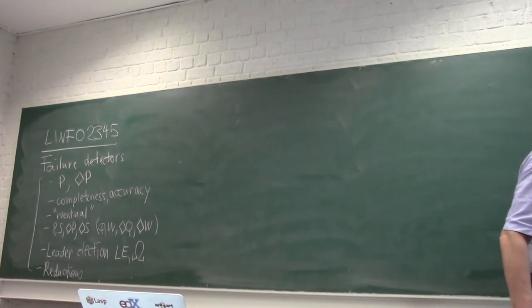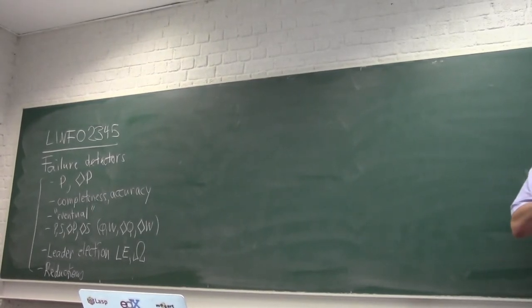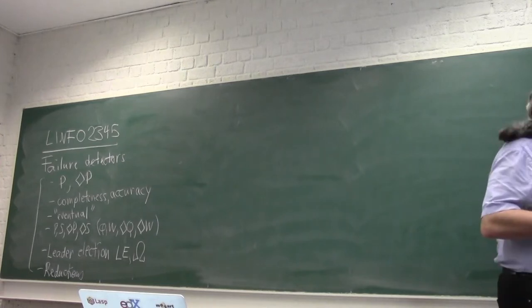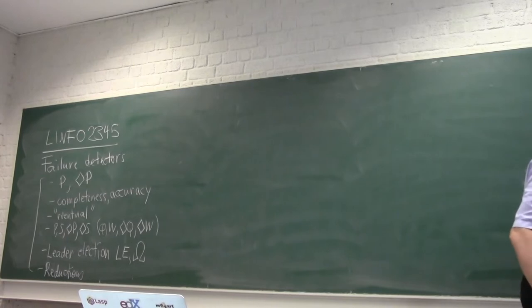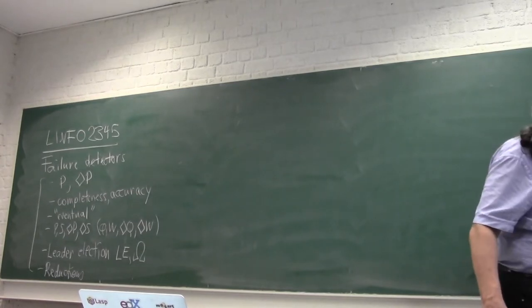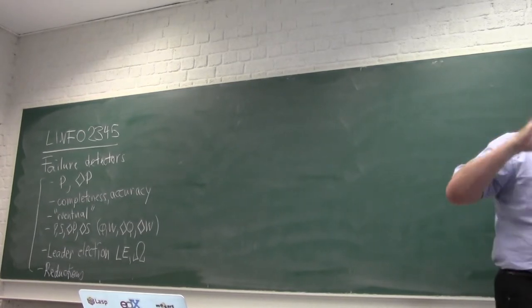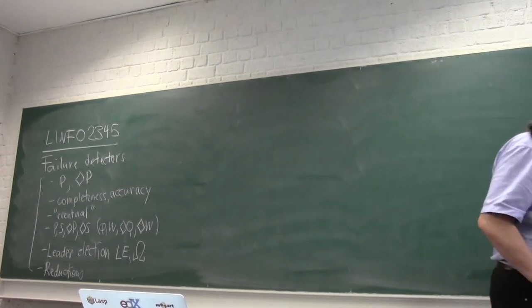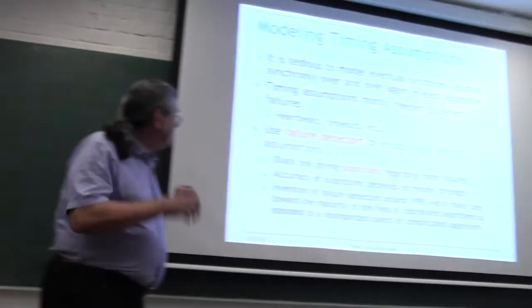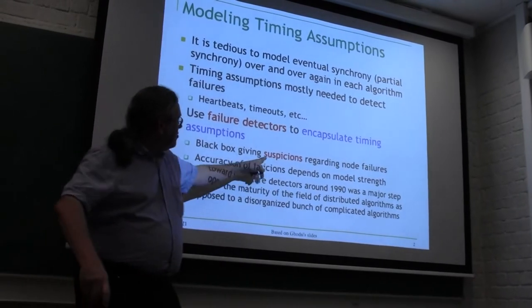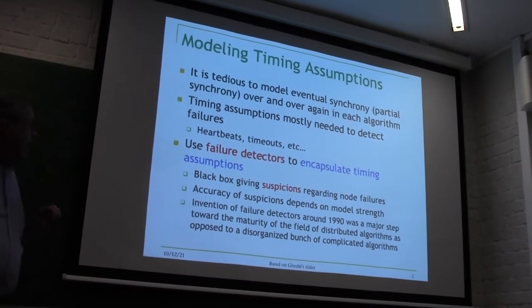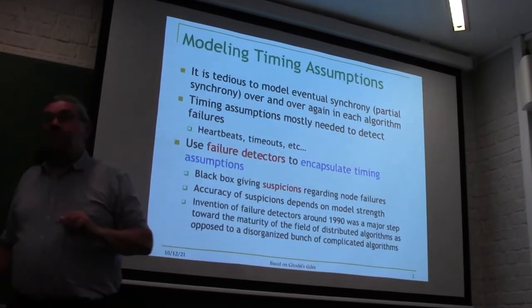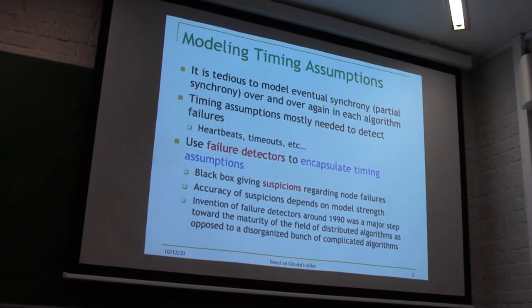All the timing assumptions on failures, on round trip times, heartbeats, where you send repeated messages, are inside the failure detector. So it's like a black box, it's an abstraction, it encapsulates the timing. And it gives you messages, which are called suspicions. And these suspicions might be right, and they might be wrong, okay?